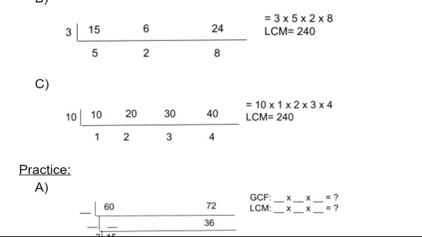And for C, 10, 20, 30, 40, 10 can go into all of them. So 10 divided by 10 is 1, 20 divided by 10 is 2, 30 divided by 10 is 3, and 40 divided by 10 is 4. So now 10 times 1 times 2 times 3 times 4 is 240.